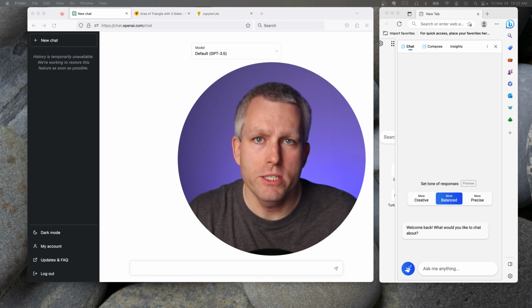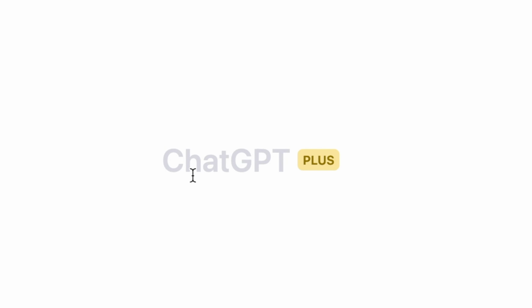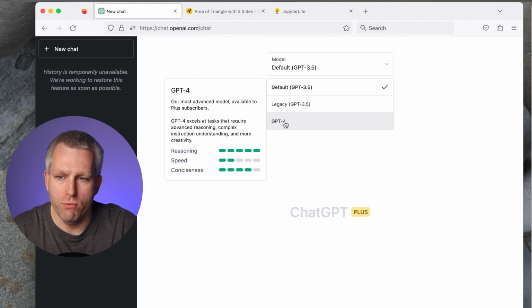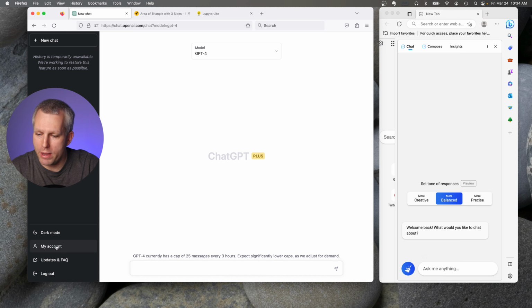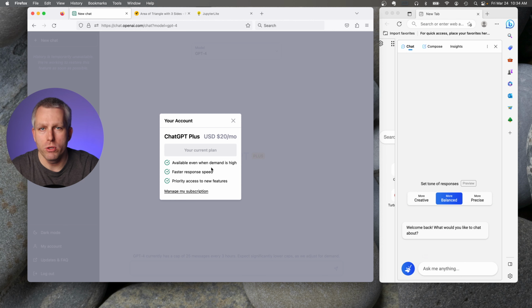The first one is cost. Currently, the only way to use the full GPT-4 from OpenAI is to use their ChatGPT Plus paid service. So here I have the default GPT-3.5 model, and I can select the GPT-4 model. And you can see that here under my account, I'm paying $20 per month for this ChatGPT Plus subscription. That's the only way to get GPT-4 directly from OpenAI.